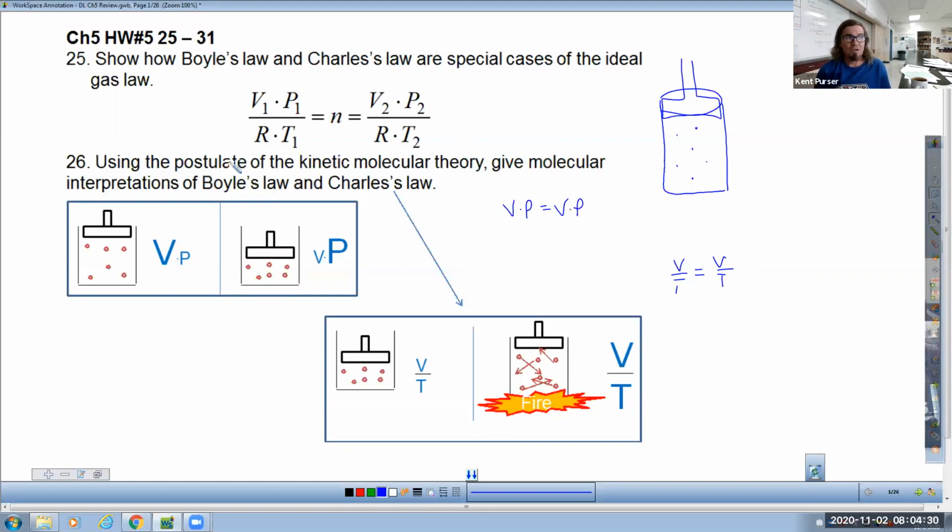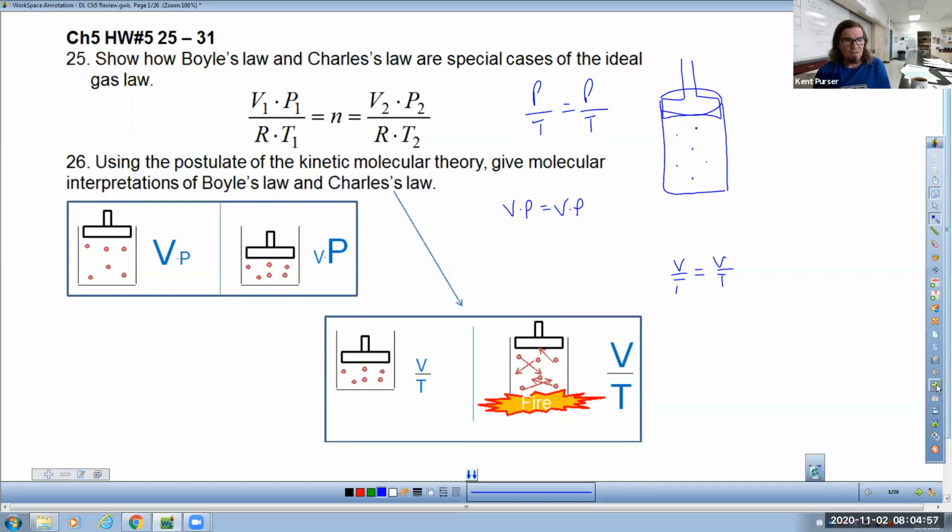So you can see that we can use the ideal gas law as a way to prove the combined gas law, Boyle's law, and Charles' law. Gay-Lussac's law has pressure over temperature equals pressure over temperature. And even Avogadro's law, where we change the number of moles inside and make that a variable as well. So all of that you guys can handle.